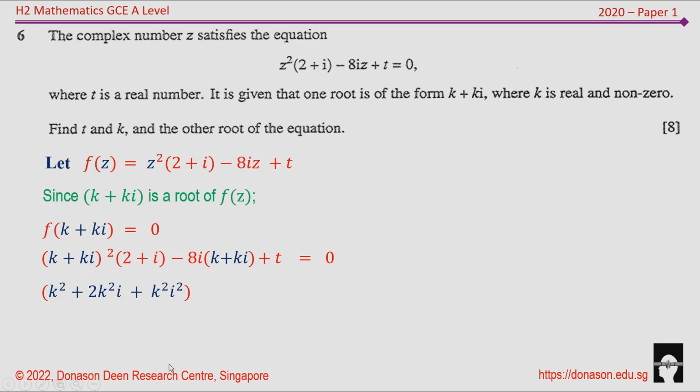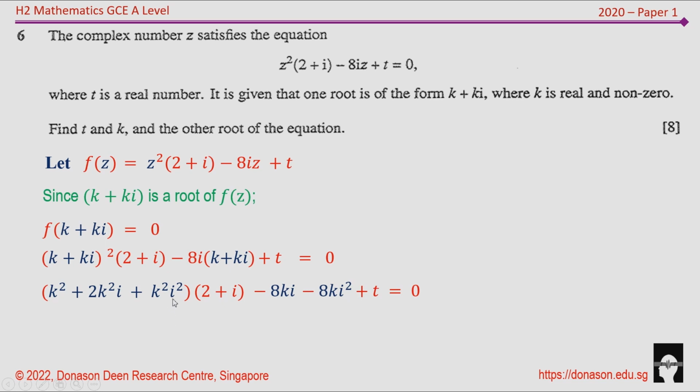And this is to be multiplied by the 2 plus i. Minus, let's now expand, 8i times k is going to give you 8ki, and then negative 8i times positive ki is going to give you negative 8k times i squared. And of course, we have got the plus t equal to 0. So there we have expanded it.